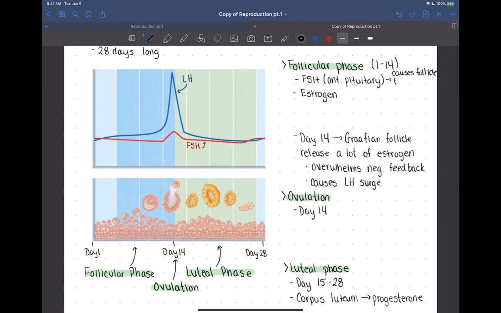to develop. As that follicle develops and gets larger, we go from primordial to primary to secondary, and those follicles are going to start secreting estrogen. Estrogen is made by the follicular cells.